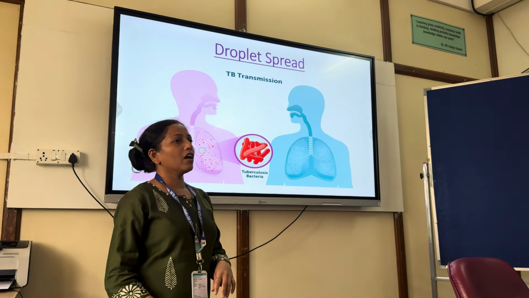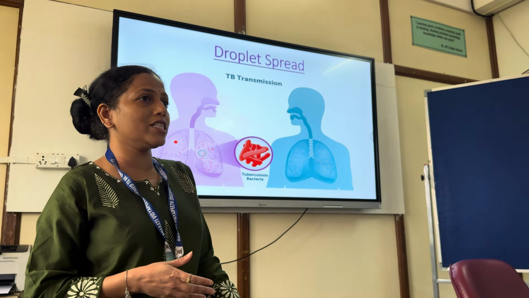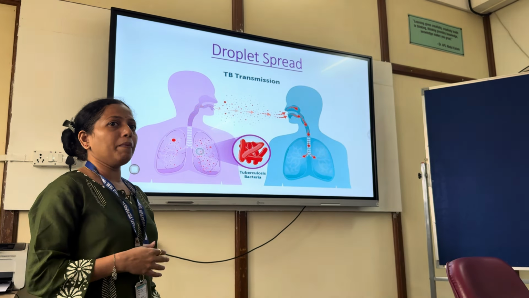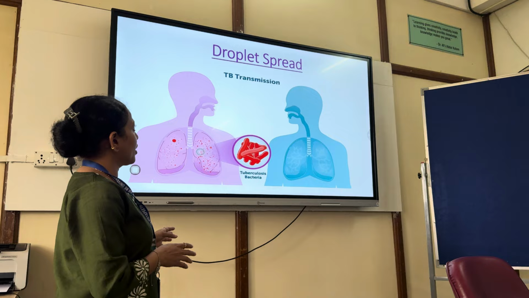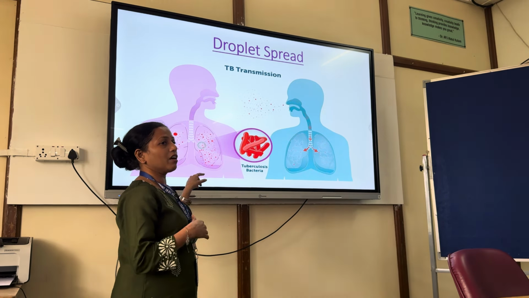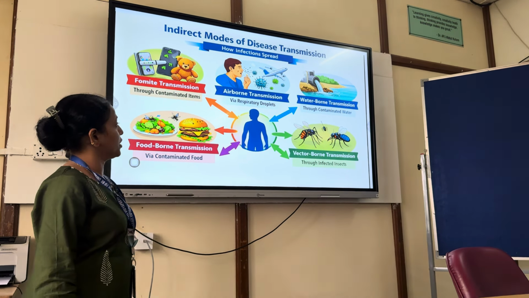Then direct droplet spread infection. It is caused by coughing and sneezing from the infected person, like tuberculosis, COVID-19, influenza, then whooping cough, pertussis. In that infection, it spreads from the infected person to the healthy person through coughing and sneezing. Okay. Then the indirect modes of disease transmission.